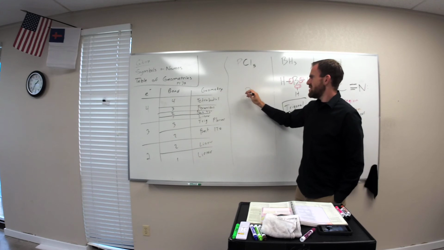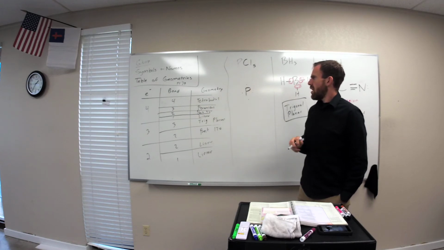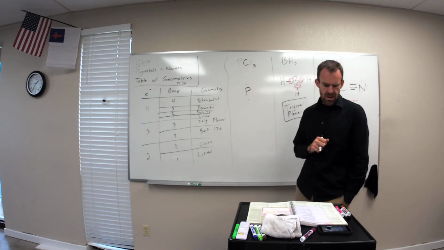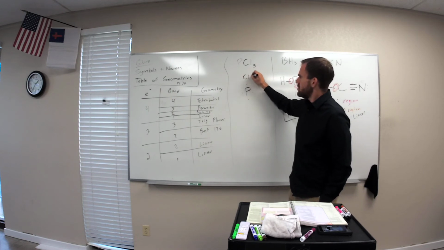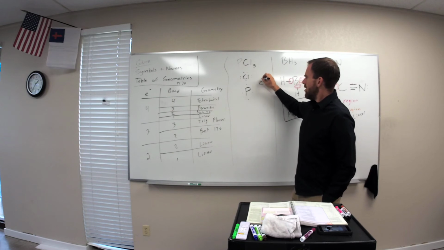So we have phosphorus here. How many electrons does phosphorus have? 5. I think 5 sounds about right. You're thinking chlorine. Chlorine has 7. I'm thinking fluorine, I'm sorry. Oh, gotcha.